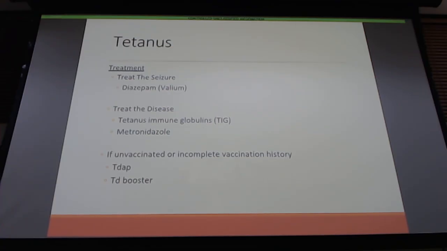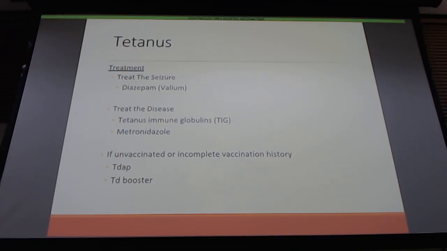Now, if you are not vaccinated, you need to get vaccinated. There are 3 types of vaccinations. Okay. It's not on there, but you have big D, big T, little a, big P. Okay, DTaP. That one is for babies. Okay, when you're a baby, that's probably what you got. Big D, big T, little a, big P. Usually for kids 7 and under.